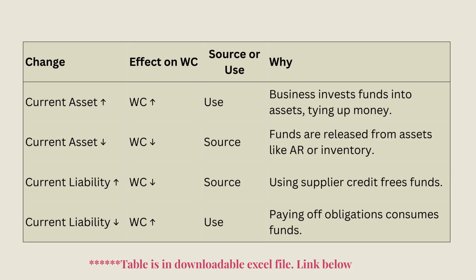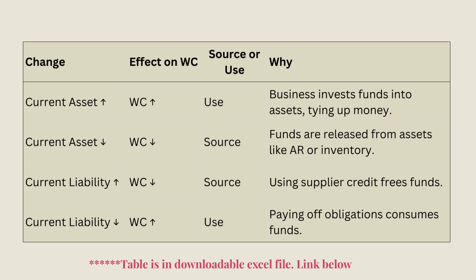Is it a source or a use? And why? When current assets go up, working capital goes up. When working capital goes up, this is a use. Why? Because the business invested funds into assets like inventory or receivables, tying up money that could have been used elsewhere. When current assets go down, working capital goes down. This is a source of funds. Why? Because the business released funds by collecting receivables, selling inventory, or reducing other current assets.